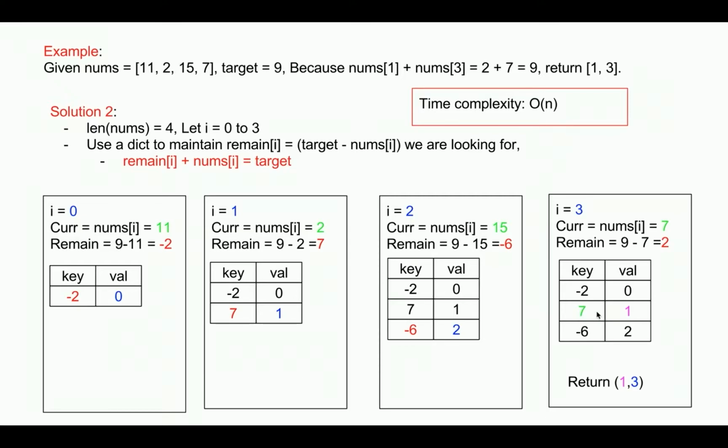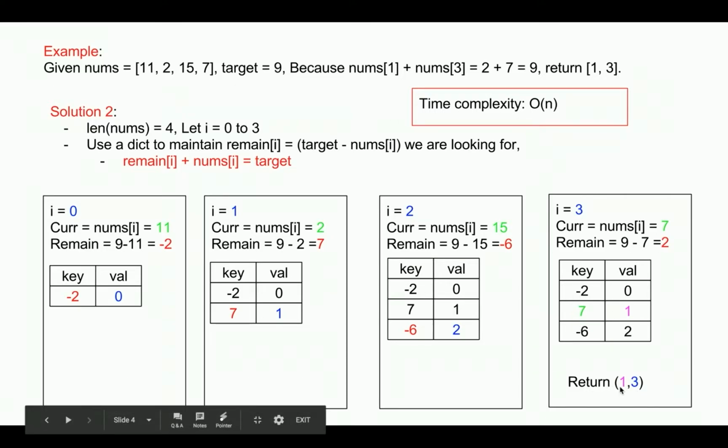7 plus the array at index 1, which is 2. 7 plus 2 equals 9. So this is the answer. We will return the indices here, the stored index and the current index. So this is the solution.